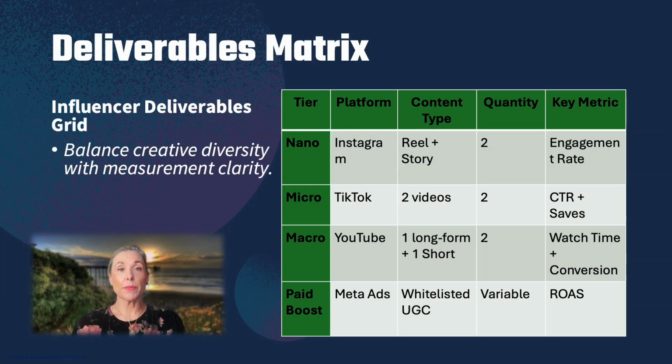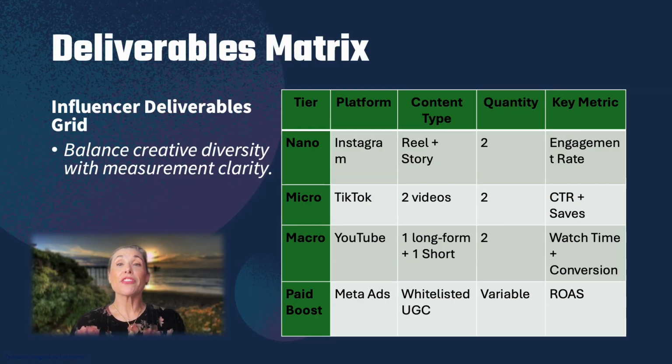The deliverables matrix you see here is the operational link between your strategy and execution, ensuring you balance creative diversity with measurement clarity. This matrix is where you translate the theory of tiered influence into a structured list of deliverables, costs, and key performance indicators. The core logic is strategic segmentation. Multiple tiers ensure reach and authenticity. Tie back to Module 3's layered KPIs.